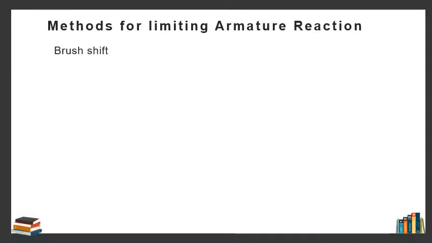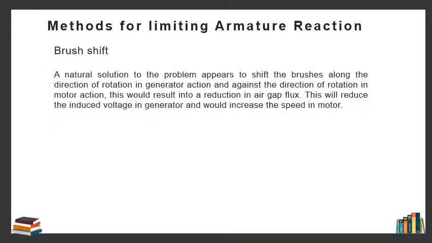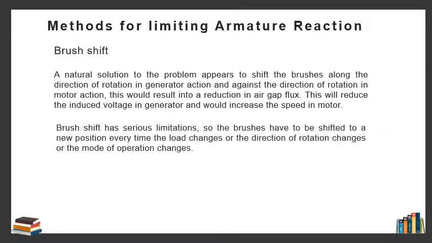Now next is brush shift. A natural solution to the problem appears to be to shift the brush along the direction of the rotation in a generator action and against the direction of the rotation in motor action. This would result in a reduction in air gap flux. This will reduce the induced voltage in a generator and would increase the speed in a motor.